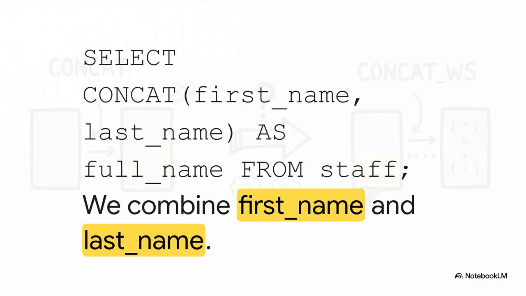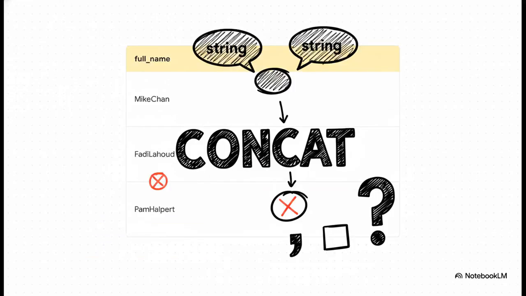So if we apply that to our problem, the query to combine the names from our staff table would look something like this. We'd select concat, pass in first_name and last_name as the arguments, and then we'll just give that new column a name, full_name. And yep, this brings us right back to the result we saw before. See, the function did exactly what we asked it to. It took the first string and boom, slapped the second string right onto the end of it. But it's missing that one tiny thing that makes all the difference for readability, that space.